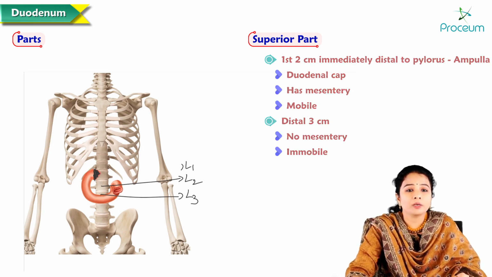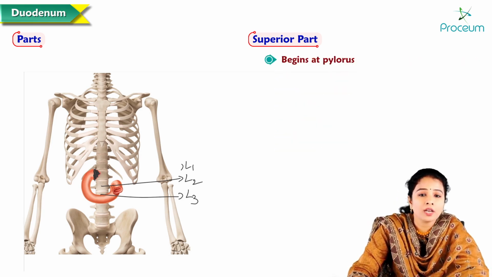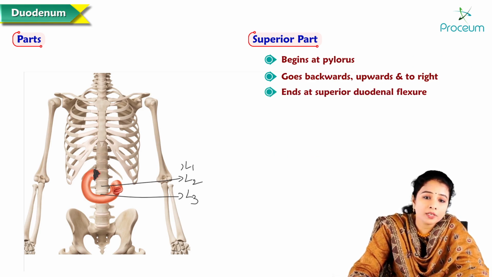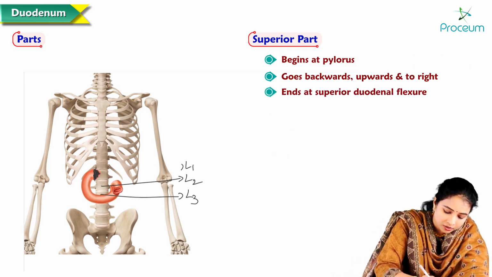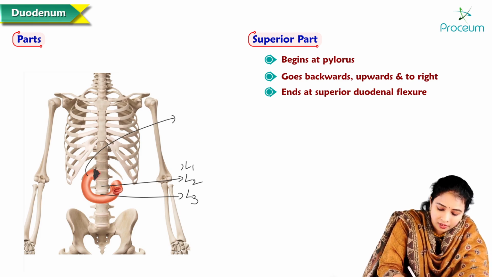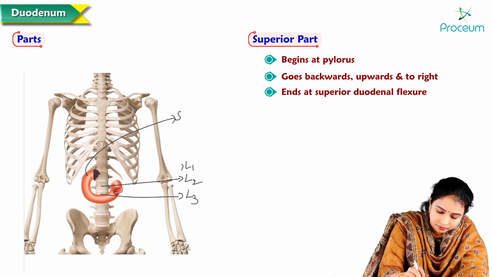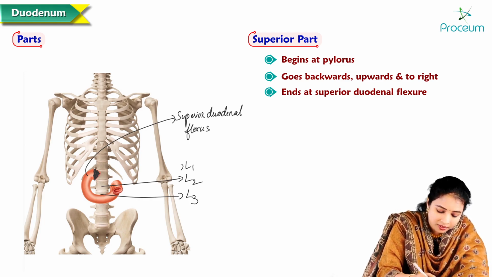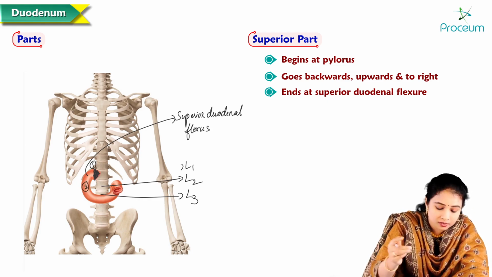The superior part begins at the pylorus, goes backwards and towards the right, and ends in the superior duodenal flexure. So this is the superior duodenal flexure, where we can see the first part turns to form the second part.